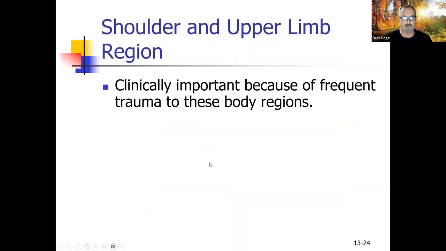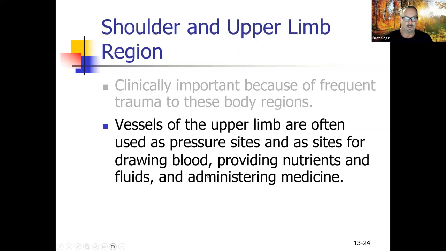Okay, the shoulder and upper limb regions are clinically important because of frequent trauma to these body regions. We often land on our shoulder when we fall down sideways. Vessels of the upper limb are often used as pressure sites, so taking blood pressure, or sites for drawing blood, providing nutrients in terms of IV, and administering medicine, again, IV or injection.